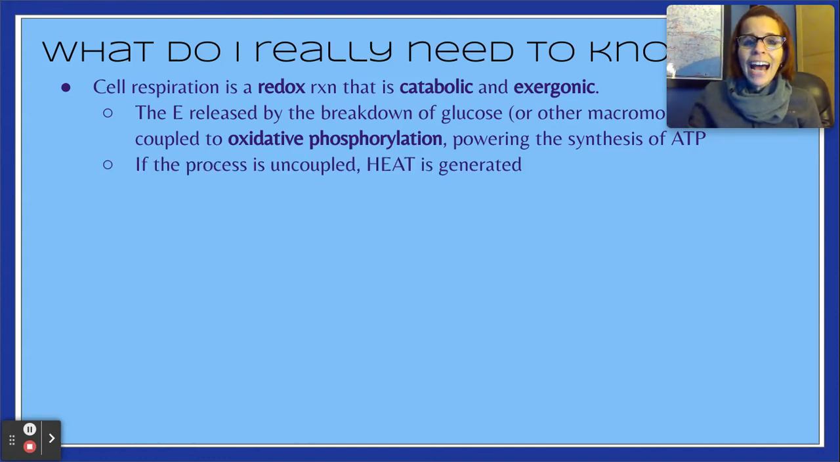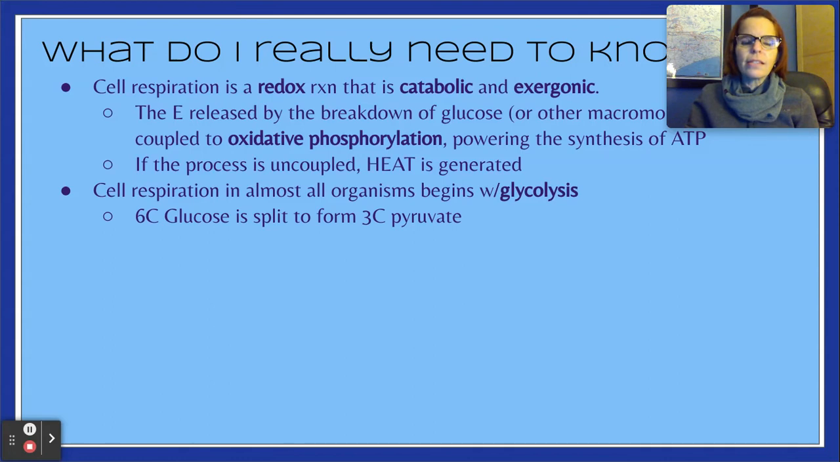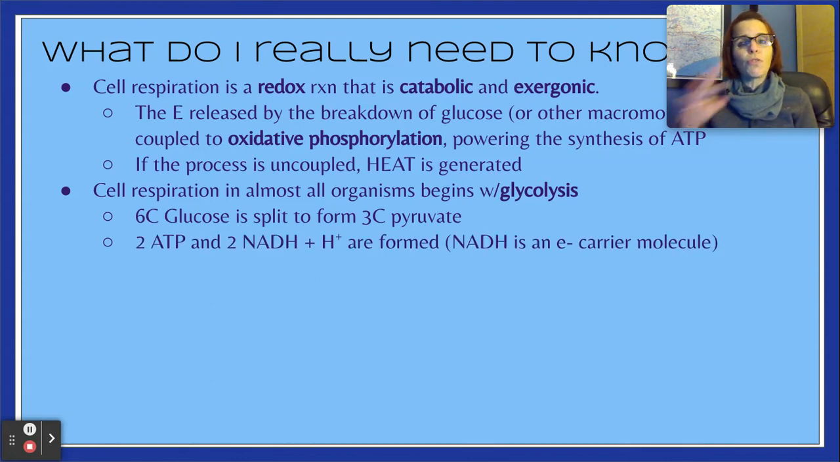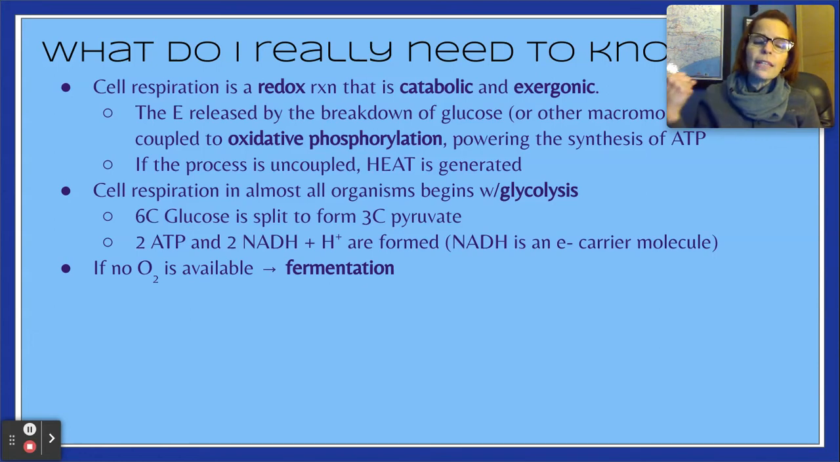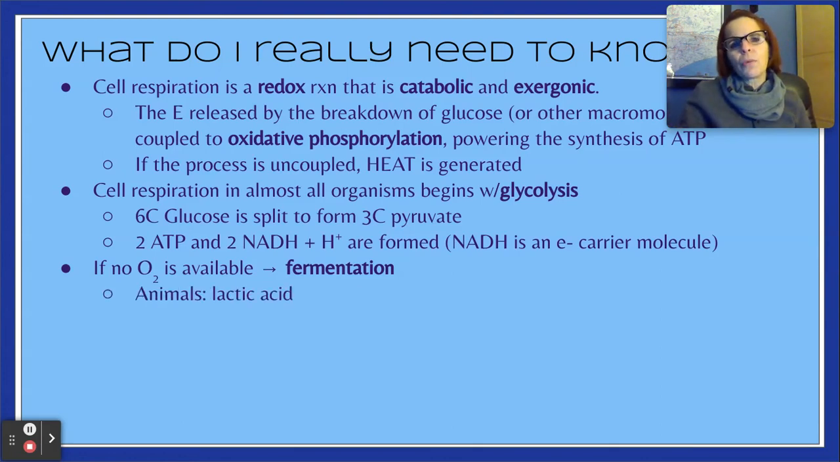If the process is not coupled, then heat gets released, and that's how endotherms like you and I generate our own body heat. Cell respiration in almost all organisms begins with glycolysis. The glucose is split to form 2 3-carbon molecules of pyruvate. A little bit of ATP gets made and NADH gets formed. And the pyruvate and the NADH are going to get moved into the mitochondria. However, sorry, I forgot this part. If no oxygen is available, remember that it catches the electrons at the end, and if it's not there, the whole process backs up. So if no oxygen is available, we go into fermentation.